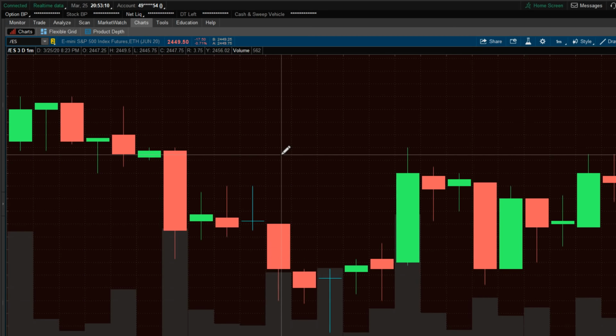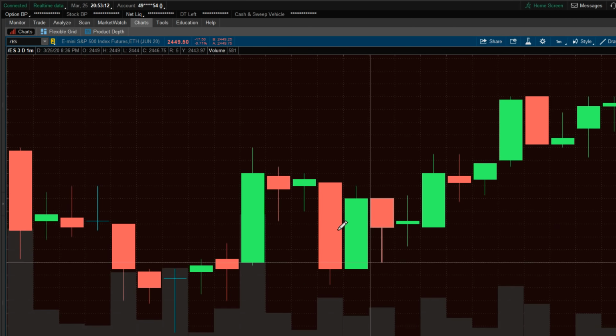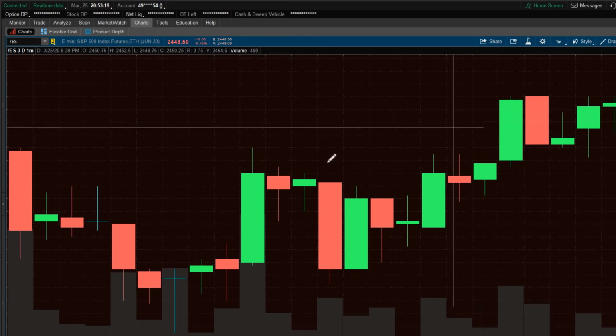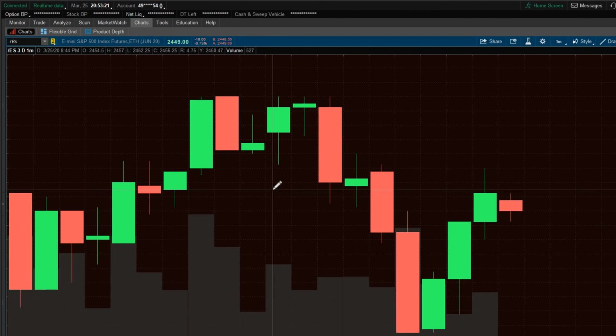That's piercing candles. Here's a good one right here. We had the big piercing candle and then moved up here. All right, next one is going to be a hammer.